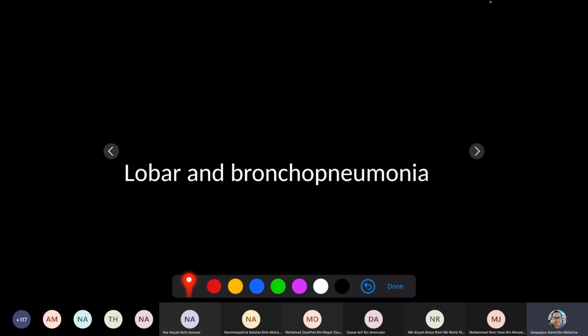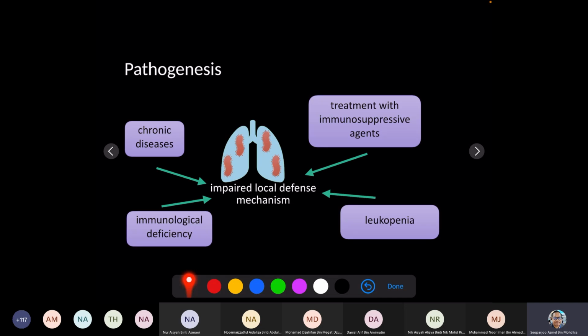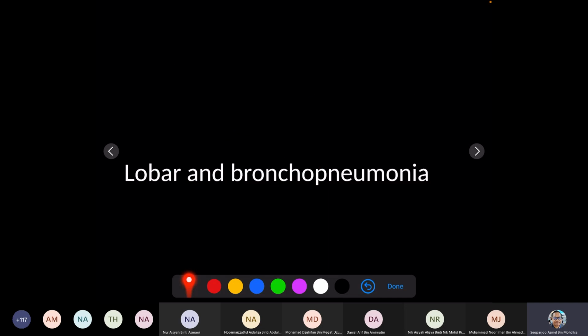Okay, we go straight away to our topics, which are lobar pneumonia and also bronchopneumonia. So there are two types of pneumonia. Number one is lobar, and number two is bronchopneumonia.